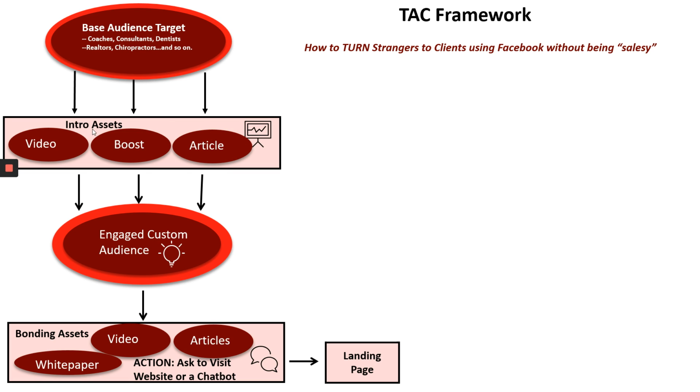Not everyone who sees it is going to consume it, but those who consume it show that they have some interest in what you have to say or offer. Now, you ask Facebook to put those in a custom audience for you, and you deploy your bonding articles and videos, telling Facebook to show them only to the engaged audience. So anyone who sees your bonding video or article has already seen your intro asset. This is the second pass at having any touch point with you.